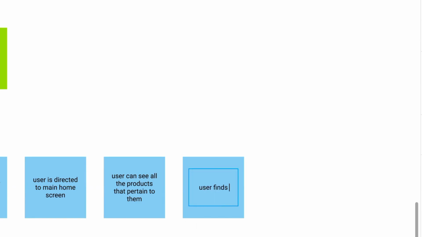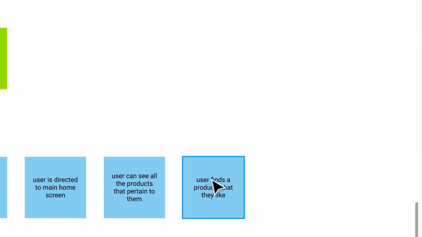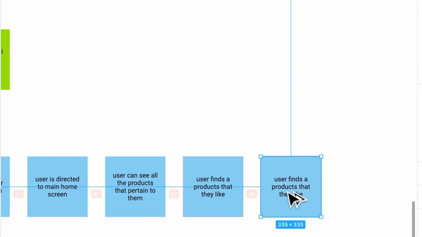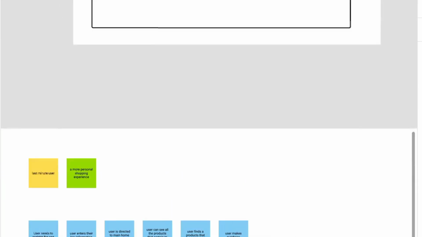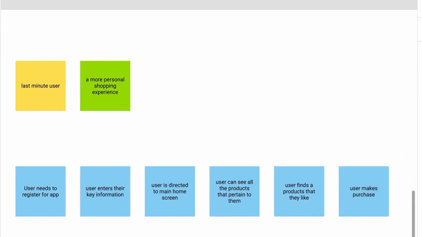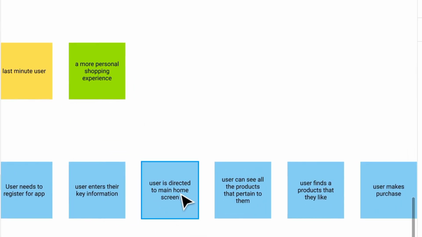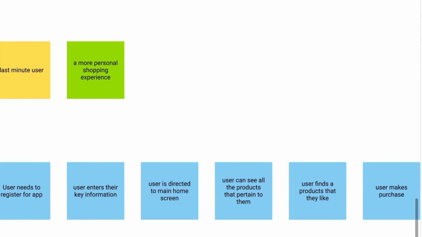User finds a product that they like. User makes purchase. So as you notice, this is very vague, and there's only 6 steps. The reason is I'm kind of oversimplifying things. There are probably steps in between.